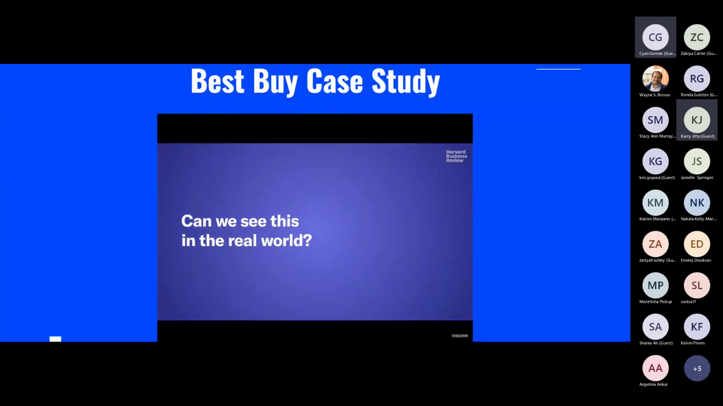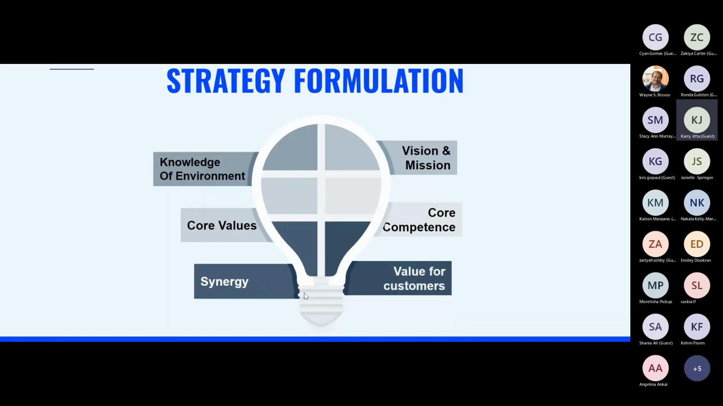Let's talk about a specific example. So we know about strategies and management of the strategies. Now we need to actually formulate it. And when all your cores are filled, it becomes easier to focus on what you need to do. Because strategy formulation integrates knowledge of environment, vision and mission, core values, and core competence in such a way to achieve synergy and create value for customers. And then boom, there's your strategy.